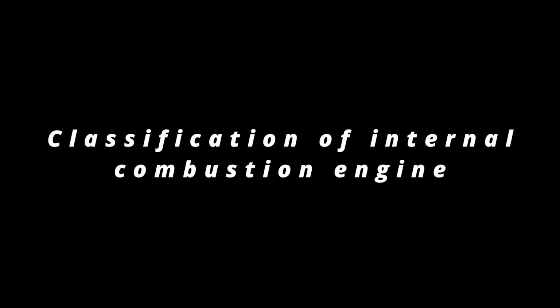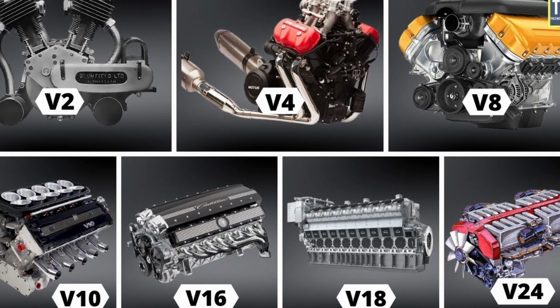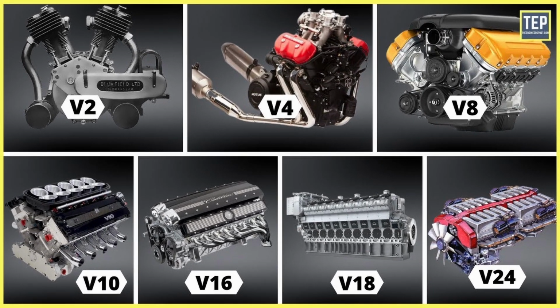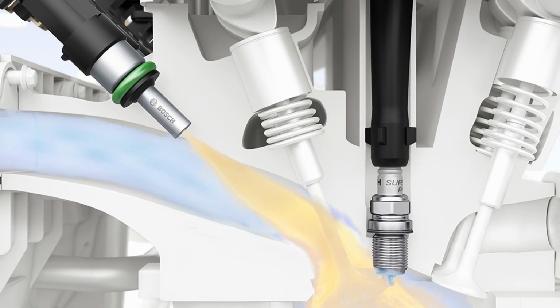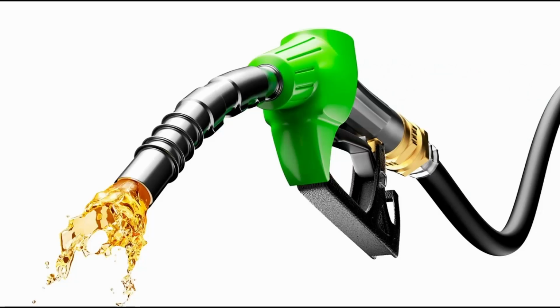Classification of internal combustion engines. Internal combustion engines can be divided into several categories according to different criteria. One of the main criteria is how the fuel is ignited. Spark ignition engines, petrol. These engines use spark plugs to ignite the air-fuel mixture. They are common in cars and motorcycles because of their smooth running and quick acceleration.